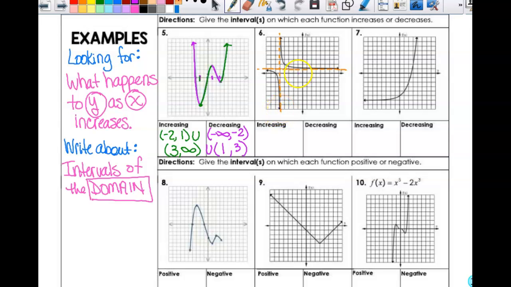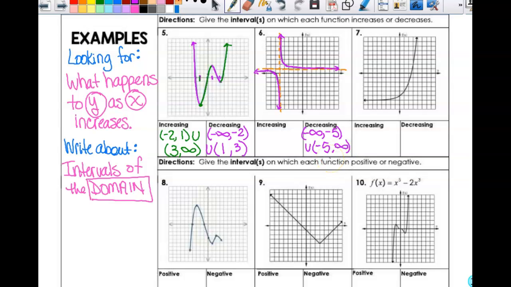I'm never actually going to make it to -5, but it's decreasing starting way out here at negative infinity, and it decreases until we get to -5. But at -5, there's nothing there, so I can't say it's increasing, decreasing, or anything. So then, when I start back over on the other side of the asymptote, my y values are still decreasing. Oops, well, I sort of missed it there, didn't I? They're still decreasing. So I union that with -5 to infinity.